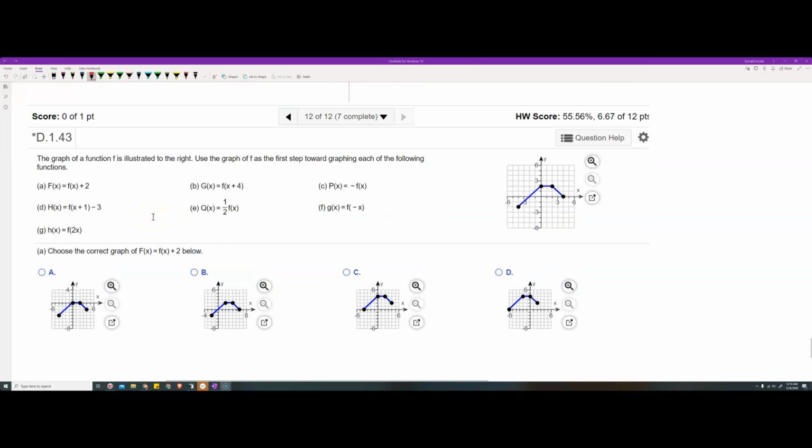All right, this last section, you're taking this original graph and finding these different graphs from it. So the first one is take f of x plus 2. So that simply means we're going to take this graph and everything is going to move up 2 places because that's sliding 2 up. All right, so if we look at our graphs here, whoops, I missed the point right there. This should be 2 up. And that matches C.